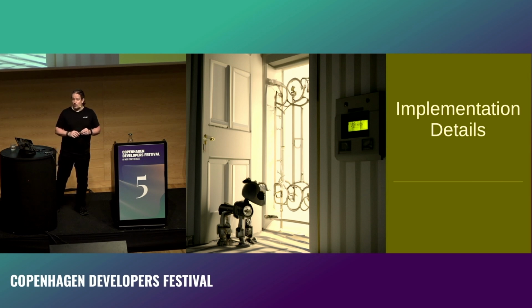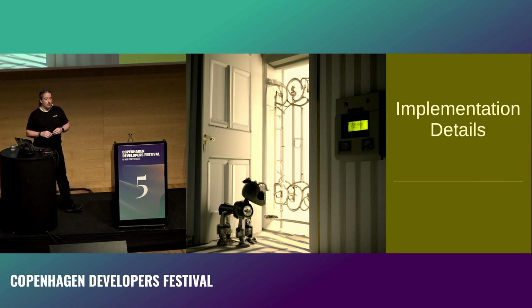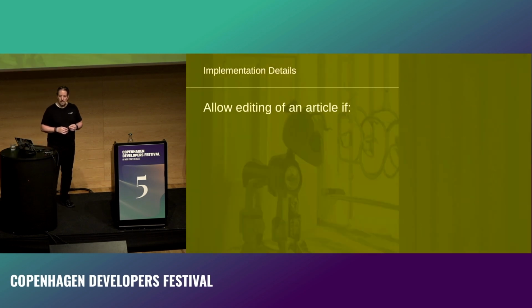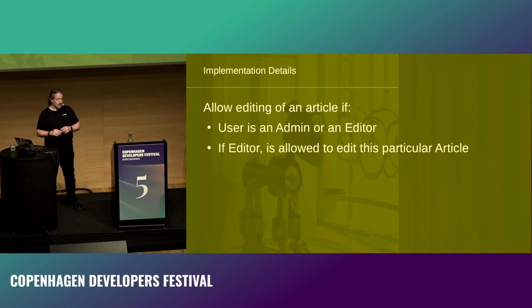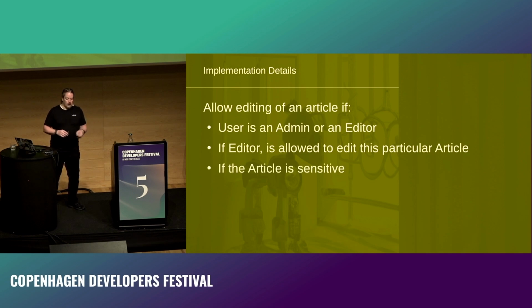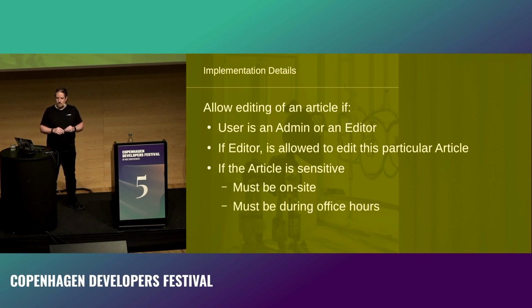So let's have a look at actual implementation details. These are the kind of things that we as developers are going to be looking at. So we might already be familiar with some of the business logic behind ensuring that you can only edit an article if you're an admin or an editor. If you are an editor, that you are allowed to edit that particular article. And if the article is sensitive, we also want to make sure that the person who's doing the editing is actually on site within an office, and they must be doing it during office hours. So that's not an unreasonable set of rules we might have over access to a document.